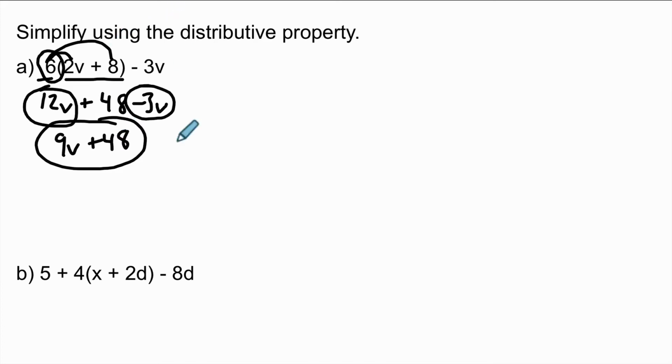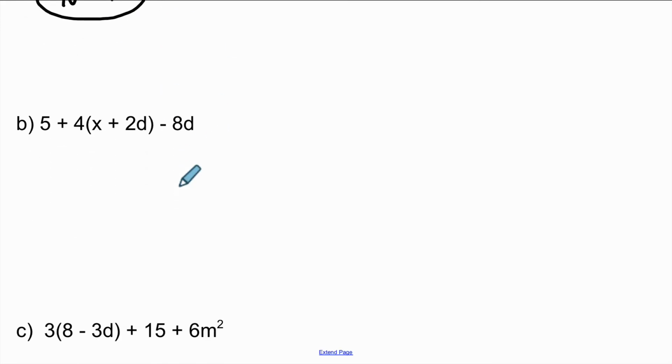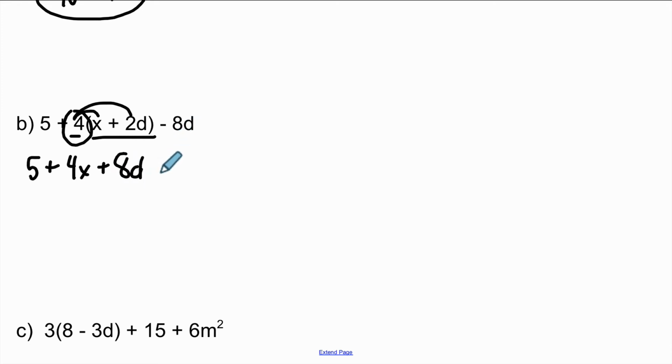Okay, let's look at another one here. We've got 5 plus, and then here are my two factors, the two things being multiplied together, 4 and (x plus 2d). So the distribution is going to be between this 4 and the terms inside of that parentheses. So I've got 5 plus 4 times x is 4x, and then 4 times 2d is 8d, and then minus 8d. This was not getting distributed to because it's not one of the factors. It's not inside the parentheses there.